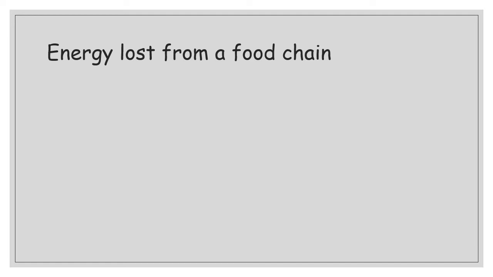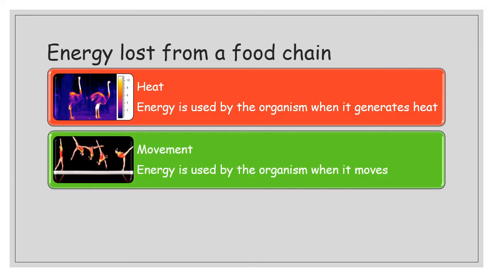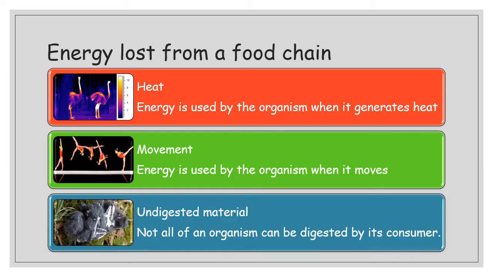Energy is lost from a food chain through processes like heat. So energy is used by the organism when it generates heat. So there's a heat map of a couple of ostrich there. They are generating heat within their bodies. Again, movement. So any organism that moves will use up energy from its food by moving, and that's not passed on, that's lost from the food chain.